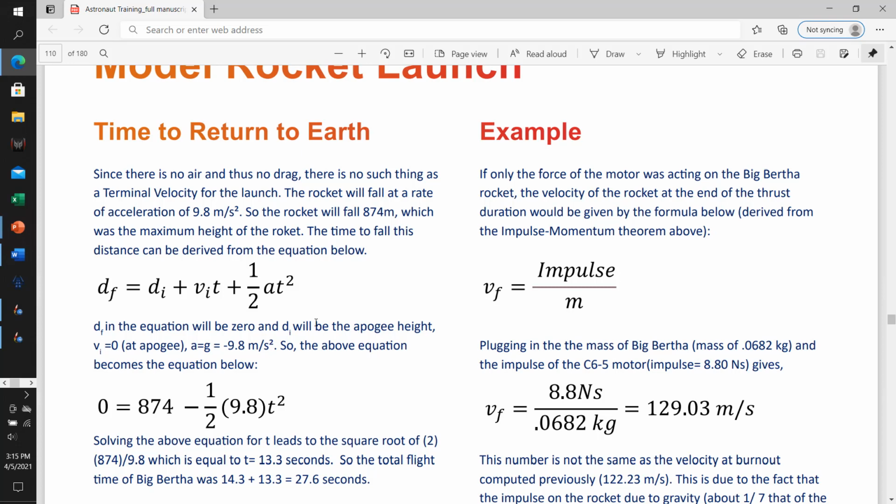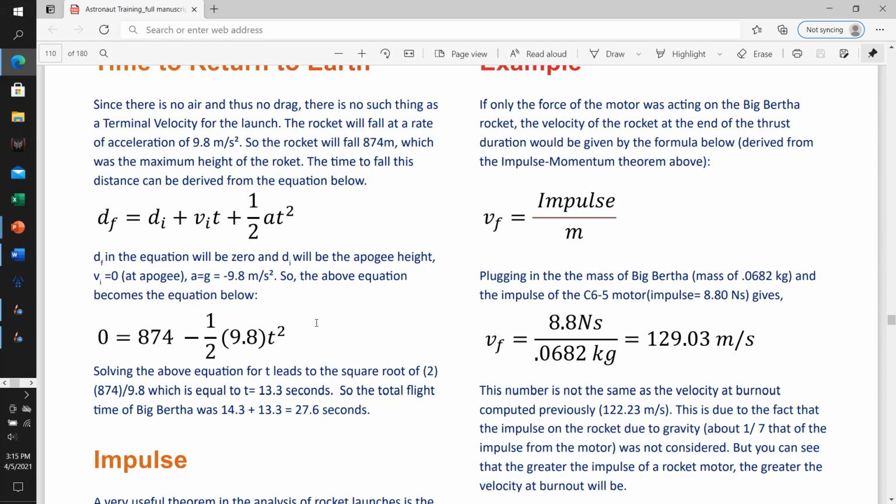Okay, and what we're going to do is say the ground is 0. All right, d final is 0. The maximum height is 874 meters. Right at the maximum height, there was no velocity. It came to a stop, but it is accelerating downwards. So minus 9.8 is our acceleration, and we're going to solve for t. Subtract 874 from both sides, multiply both sides by 2, divide both sides by 9.8, and take the square root, and that gives you 13.3 seconds.